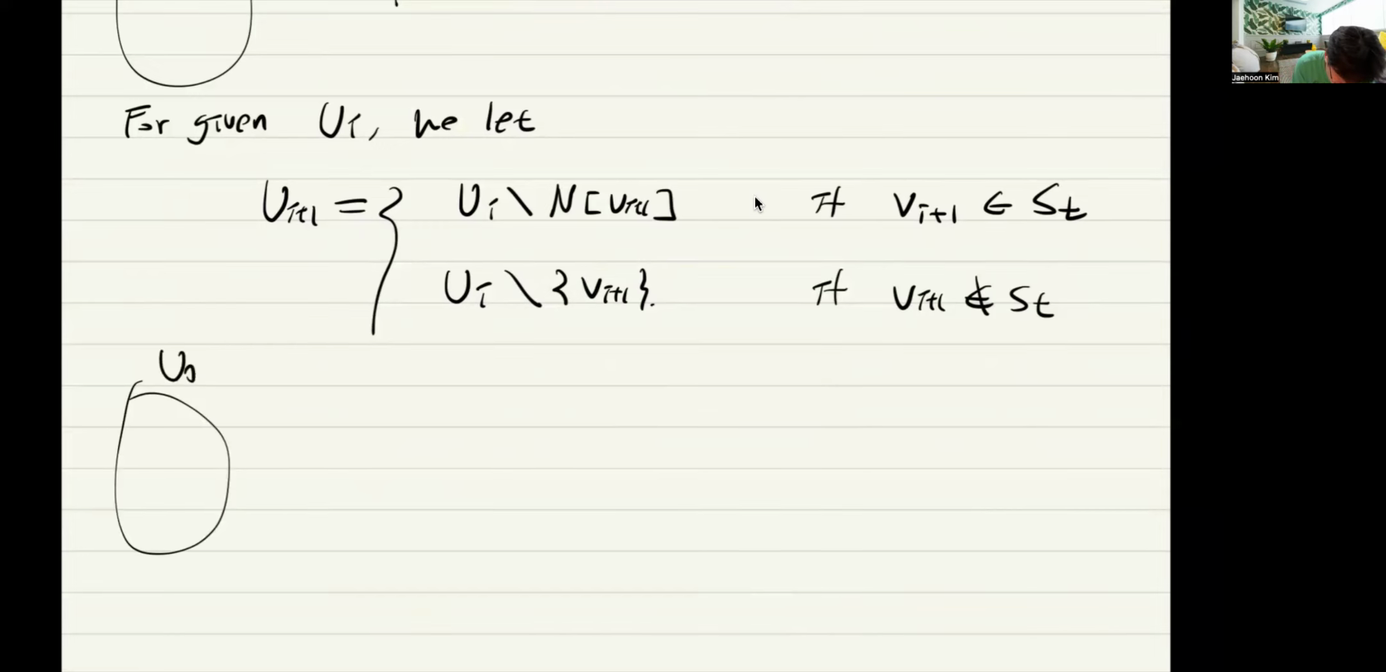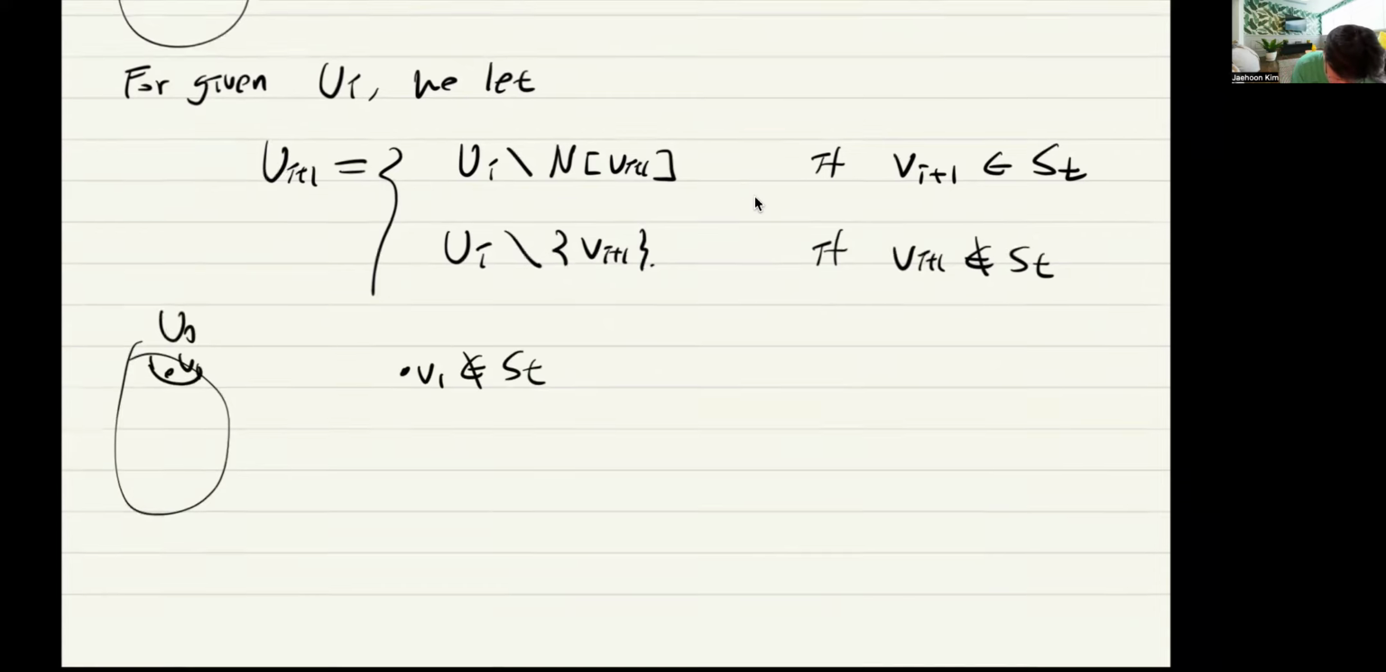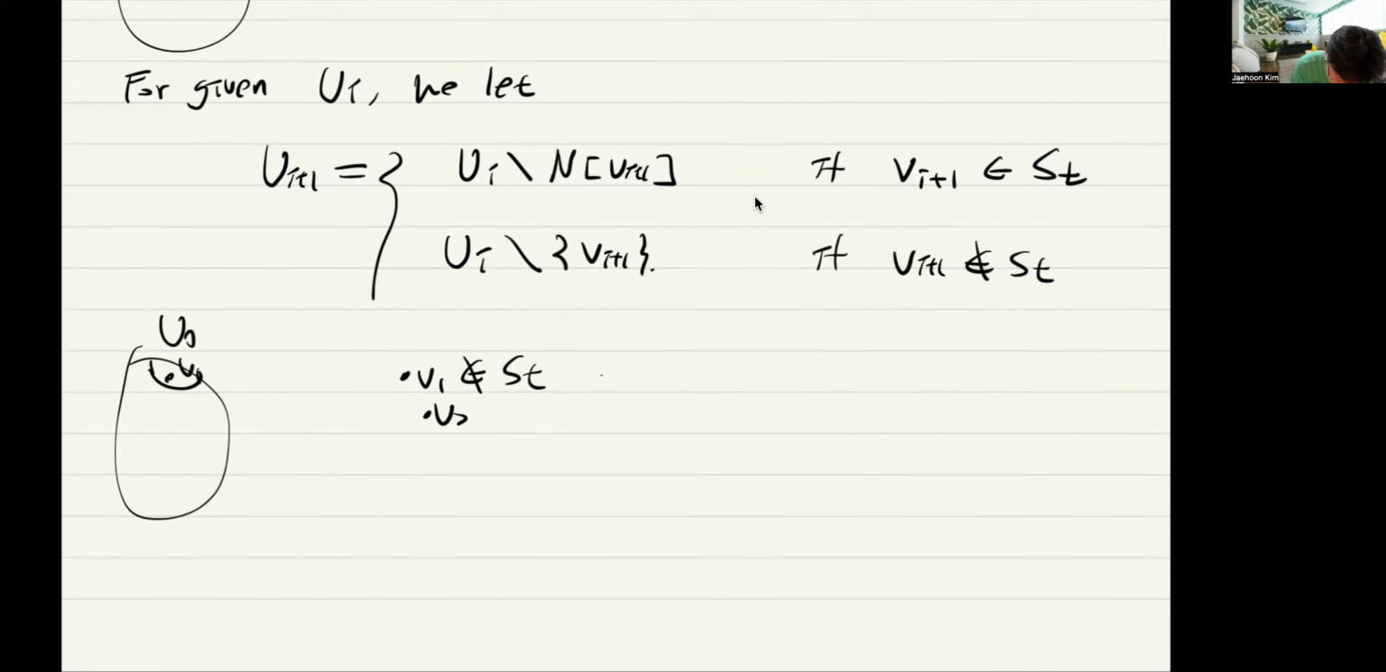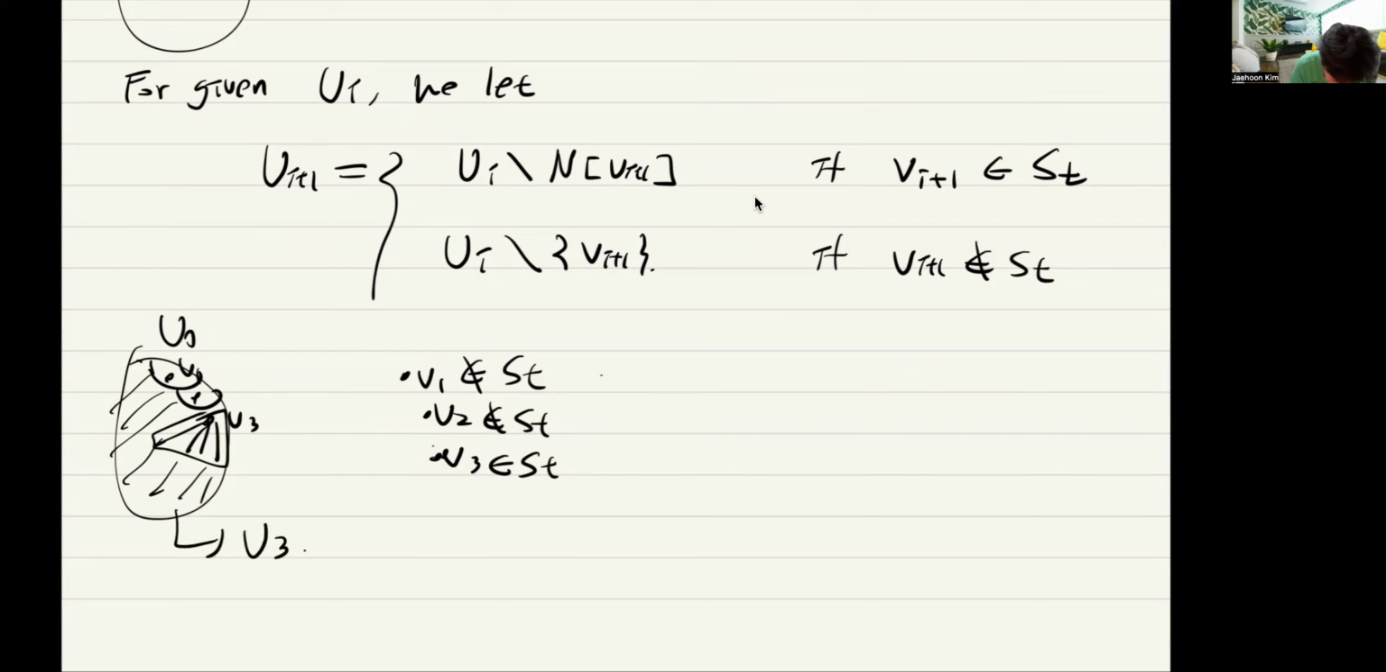So you have U0, and you take B1, and then if this is not in ST, then you simply delete B1 from here. And then you see B2, and if this is also not in here, you just delete it. And now B3, this is in here, then you delete B3 as well as its neighbors. So this remaining thing is what? U3. You keep that.